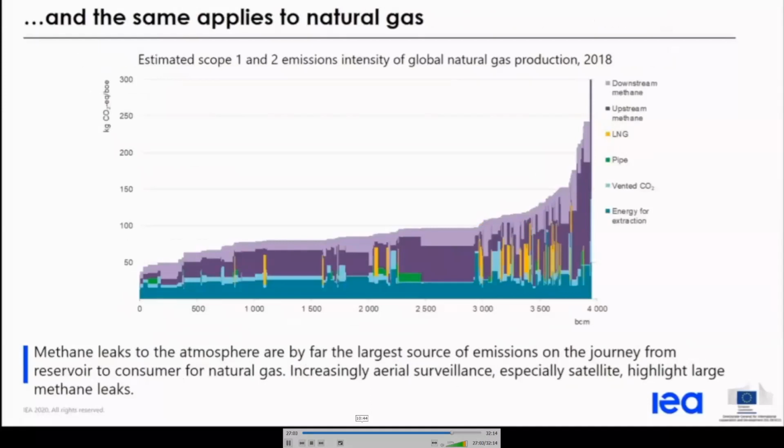And turning the picture to natural gas, the same applies. With natural gas, methane leaks to the atmosphere are by far the largest source of emissions on the journey from reservoir to consumer. Increasing attention by governments and non-government agencies has shined a light, in particular, on methane emissions. The uptick in aerial surveillance, including satellite surveillance, has helped to understand where many of the larger leaks are sourcing from. Work by the Environmental Defense Fund and several other parties has also indicated that poor flaring combustion efficiency may be a major source of methane leaks, particularly from the oil sector.